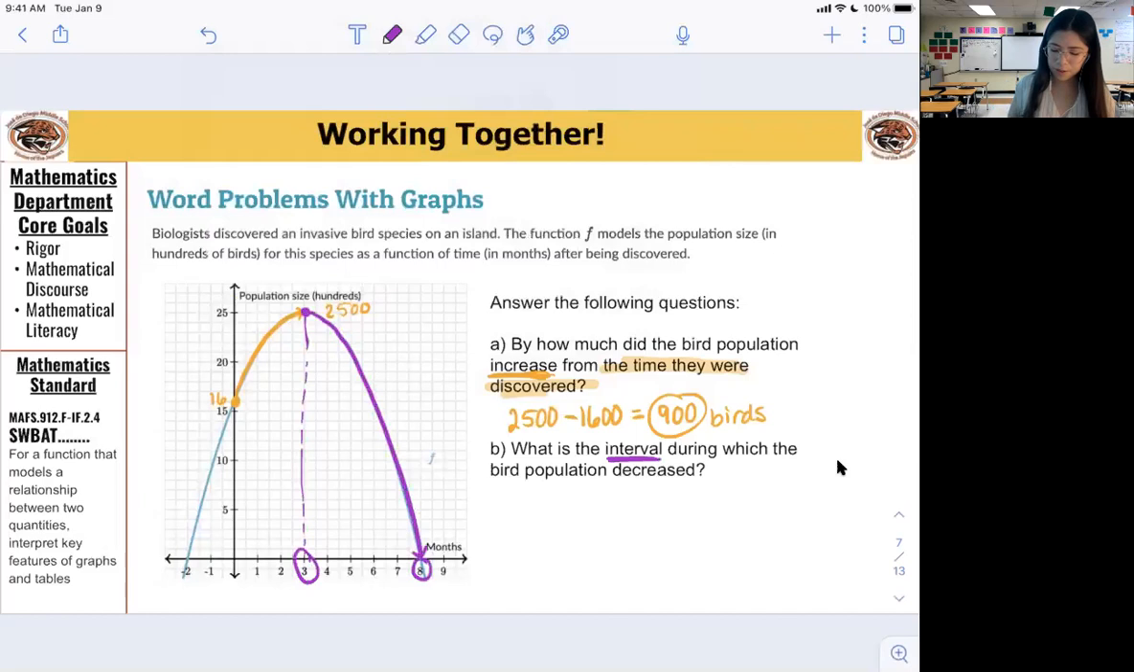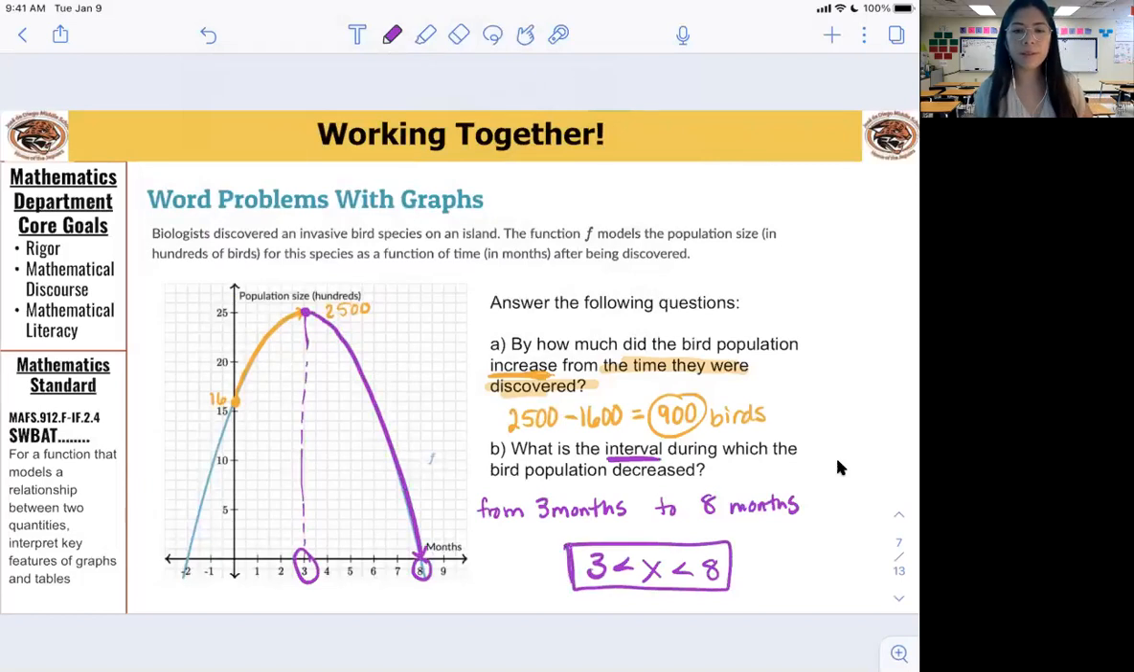Good. Remember that intervals are time intervals. So the time is from 3 months to 8 months. So when we write that as an inequality, how would I write that? An inequality. 3 is less than x is less than 8.